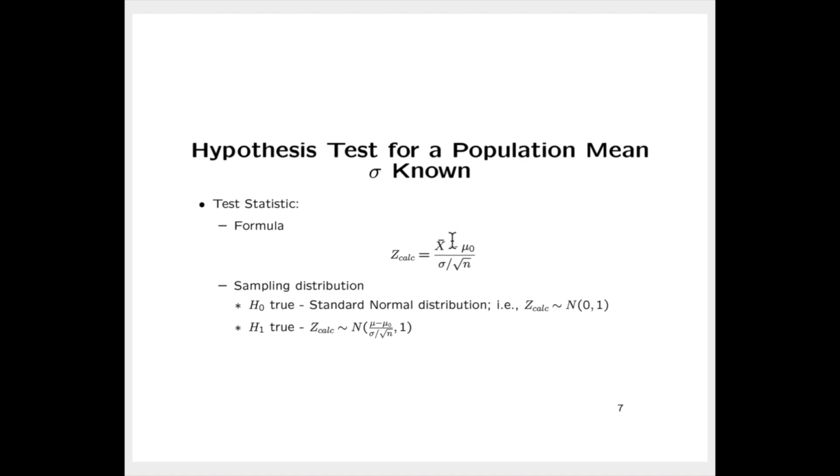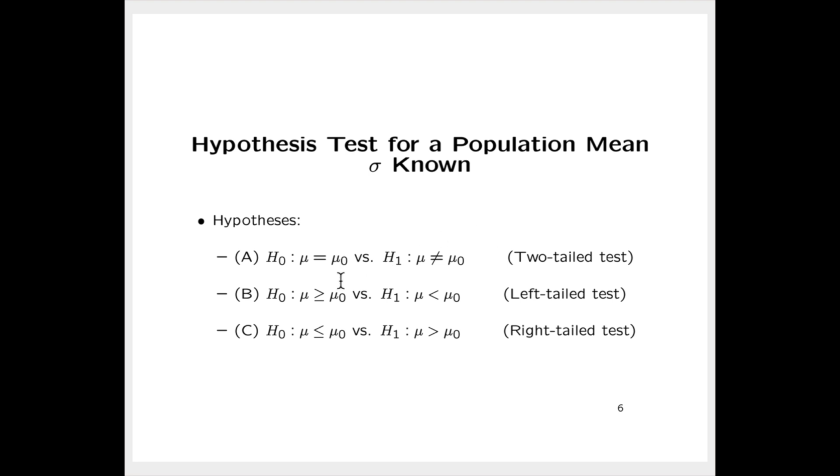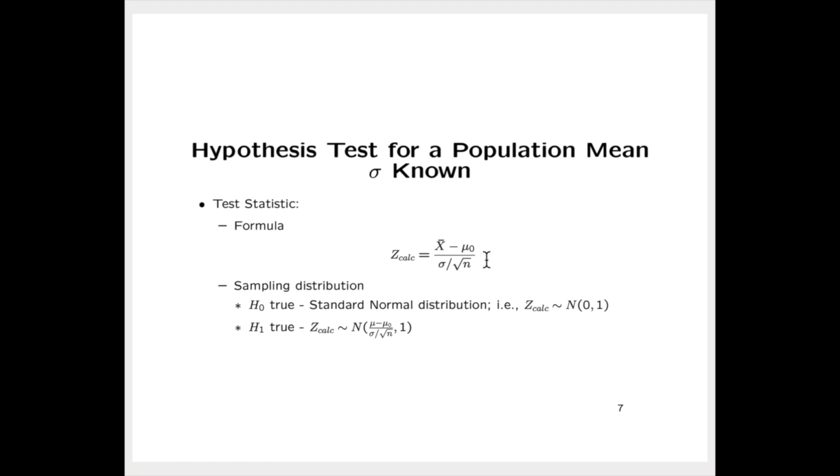So notice here that we are subtracting off the value mu naught, which, if I go back to the previous slide, was the specified value, the hypothesized value in these hypothesis tests. So whatever that number is, that is what you would subtract off from x bar in calculating the test statistic. And to denote that what we're calculating is a test statistic, I'm going to subscript my z variable with the word calc. So z calc. This is the calculation for the test statistic.